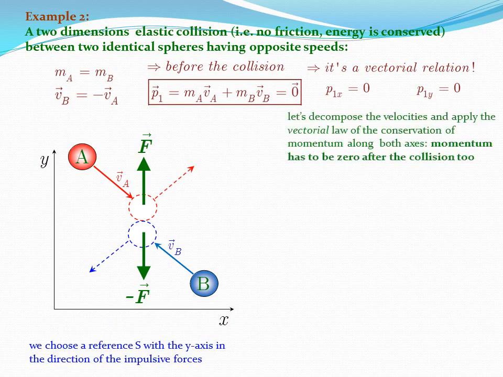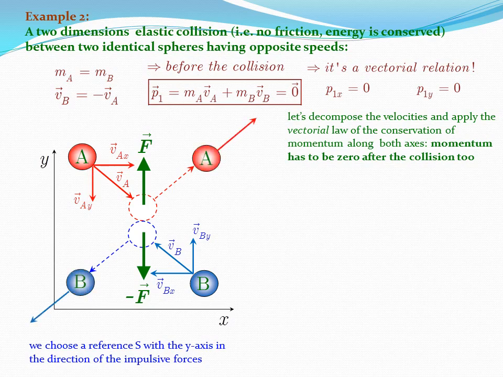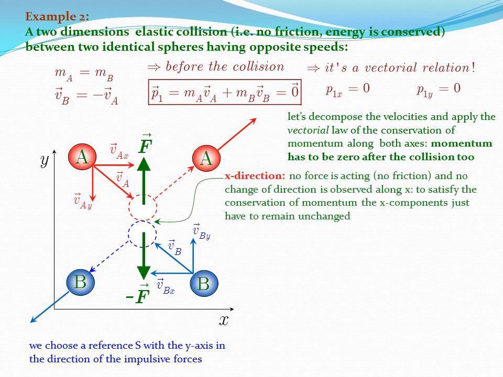Let's now decompose the velocities and apply the vectorial law of the conservation of momentum along both axes. Momentum has to be 0 after the collision too. Here we have the x component of b and the y component of b's velocities, and the x component of a and the y component of the velocity of a. And these are the particles emerging after the collision.